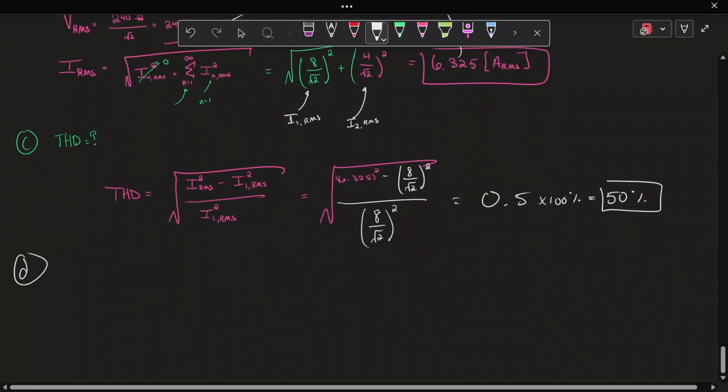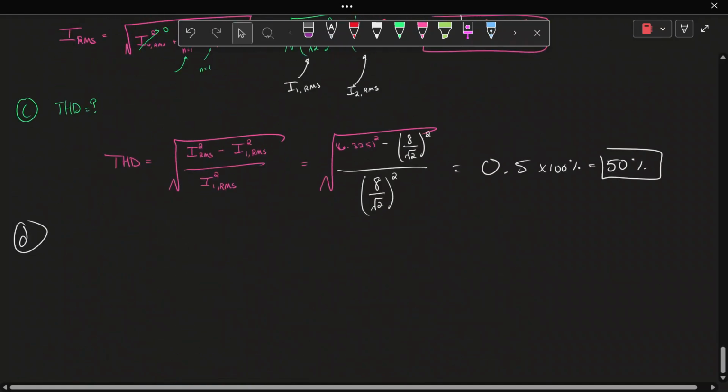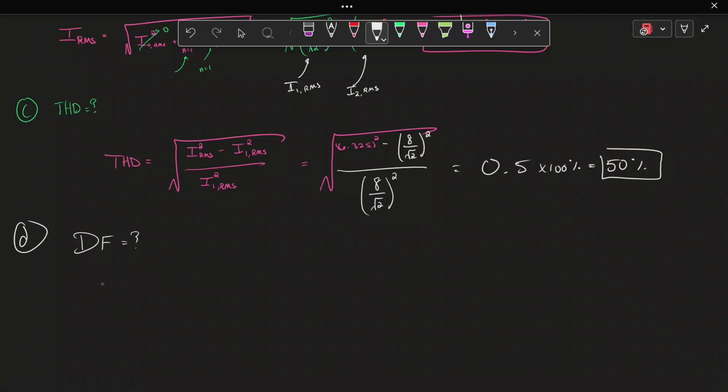Now, part D. We're here to find the distortion factor of the load current. So distortion factor and total harmonic distortion are related. Well, they're related by this equation, the square root of 1 over 1 plus THD, or total harmonic distortion, squared. It's also equal to this other one. In some cases, they're going to ask to solve for distortion factor first. If they do, this is the equation you use. I1 RMS, so again, the first harmonic of the RMS current, divided by the RMS current.